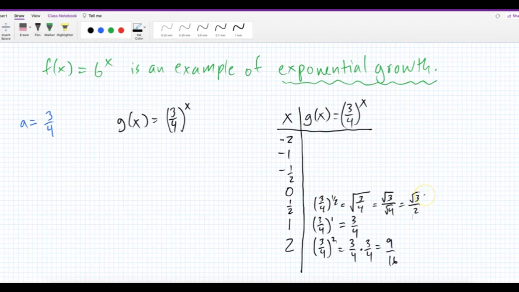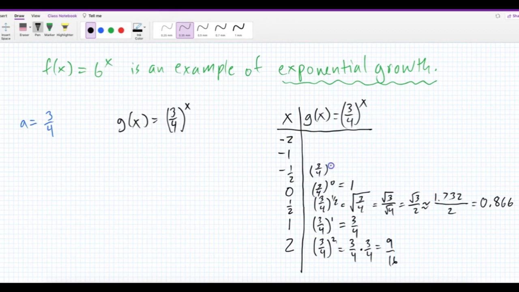Radical 3 is an irrational number, so there's no real simpler way to write this, but we can approximate it. So if I take the radical of 3, which is approximately 1.732, and I divide that by 2, I get 0.866. Okay. Over here I have 3/4 to the 0 power. A positive number raised to the 0 power is 1.